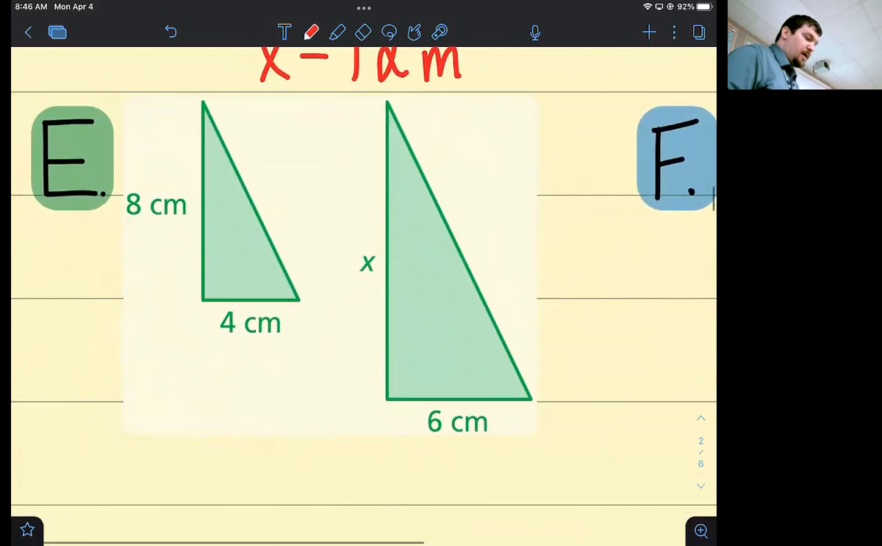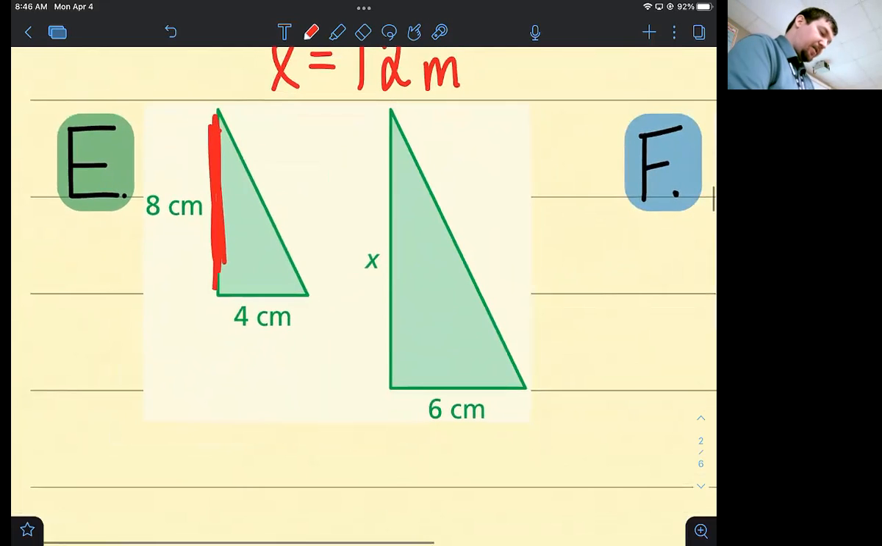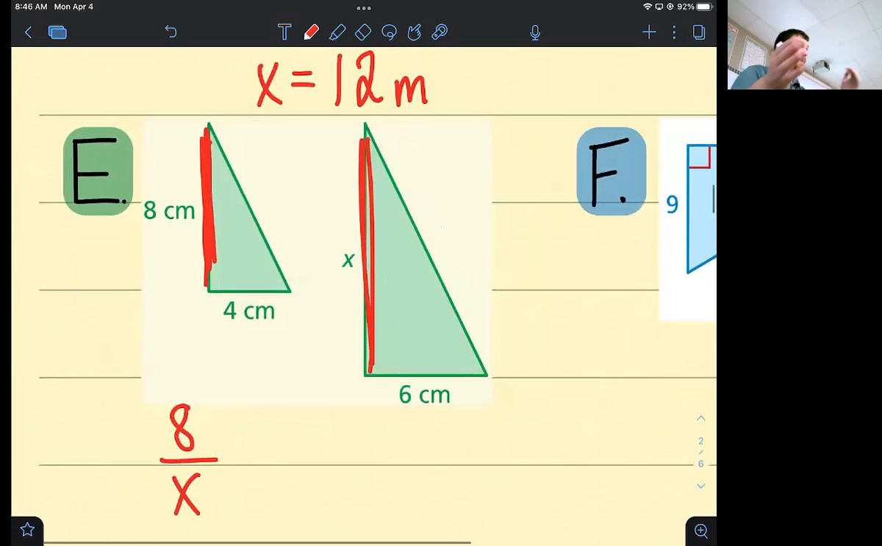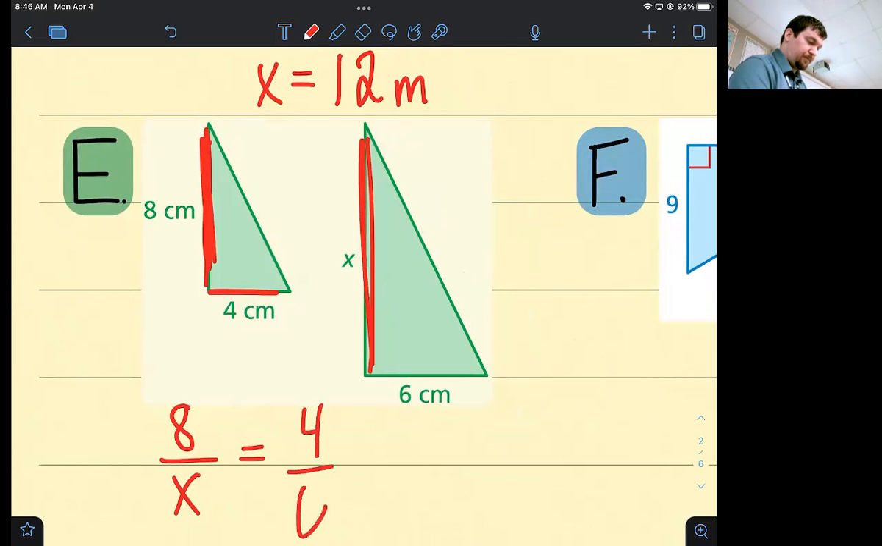Okay. The 8 matches with which side on the other triangle? X on the other triangle, okay. And if 8 and X match up, I got to go back to the first triangle. I'm going to do 4, and what's 4 match up with? 6. Okay.